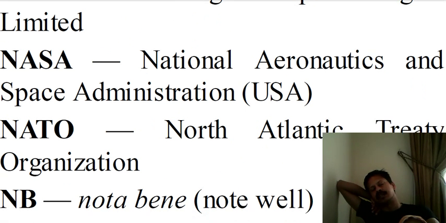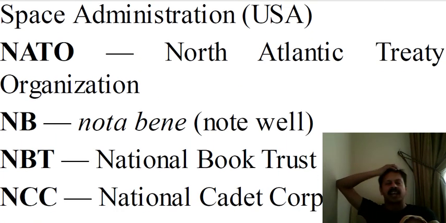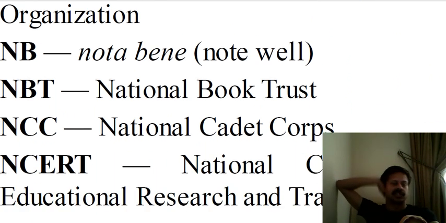NASA, just like our ISRO, is the US National Aeronautics and Space Administration. NATO is the North Atlantic Treaty Organization. NB is nota bene. Nota bene is note well, not before.